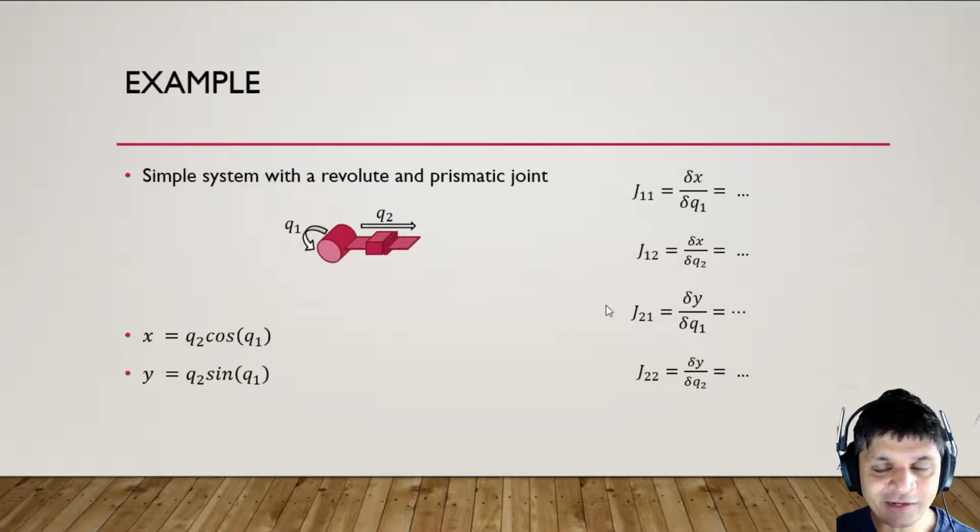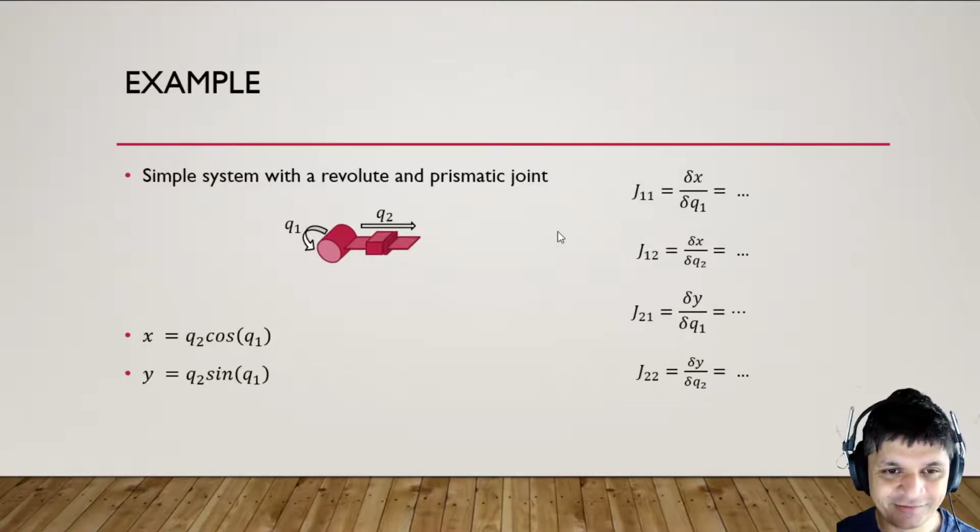So what I'd like you to do is pause the video over here and try and work out these Jacobian terms, right? So I want you to fill in what is j11, j12, j21, and j22. I hope you all remember how to do partial derivatives. If not, please look for a tutorial or something. There's nothing super hard about it.